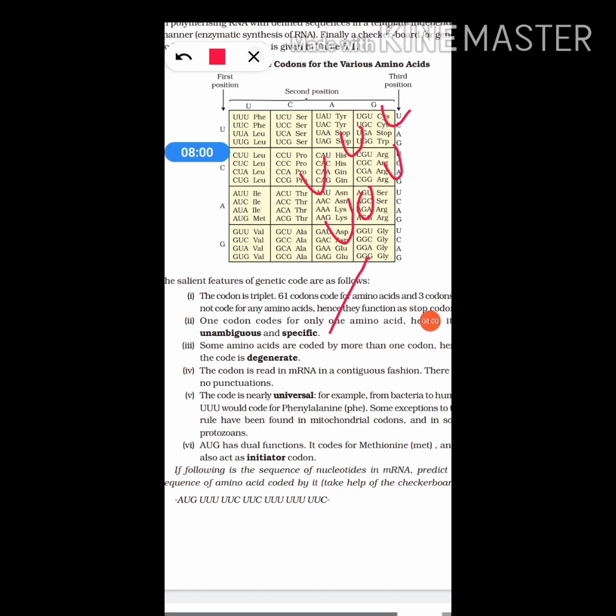Okay. Then comes the fourth salient feature. The codon in an mRNA is read in a continuous fashion. There are no punctuations. When we are observing an mRNA, in between the codons there is no marking, no space, no punctuation. It's a continuous message. So these codons are not separated by any marking. That is called mRNA read in a continuous fashion.